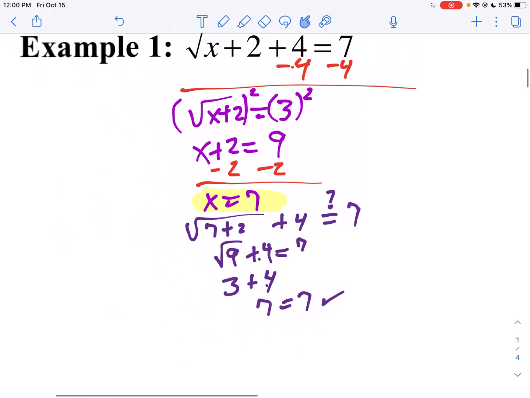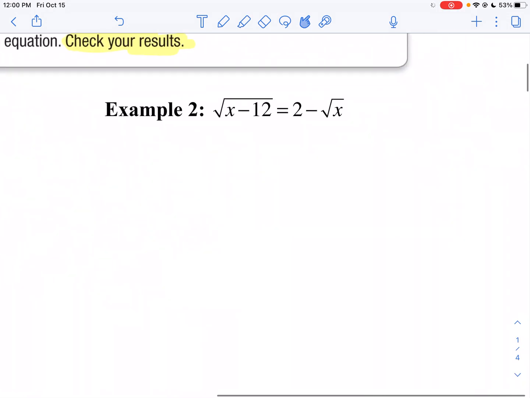Let's take a look at another one, a little bit more complex. Now the problem on this one, notice you've got radicals on both sides, so it makes it kind of hard to isolate the radical to start with. So the first thing we're going to do, we've got one radical by itself on the left-hand side, so I'm going to square both sides.